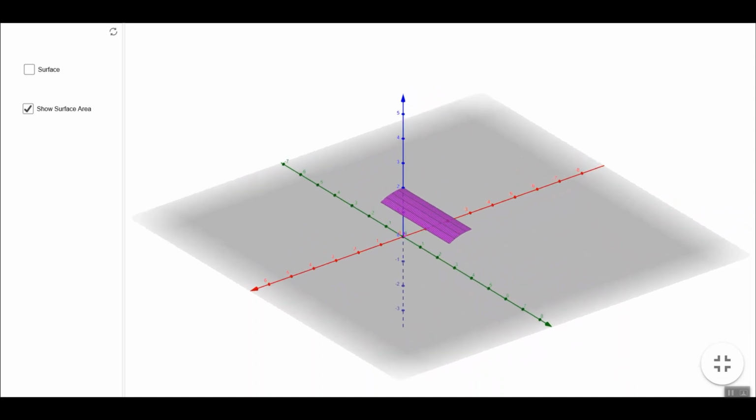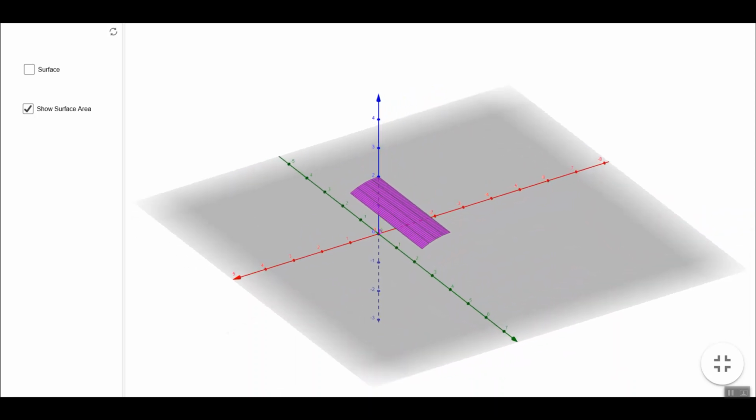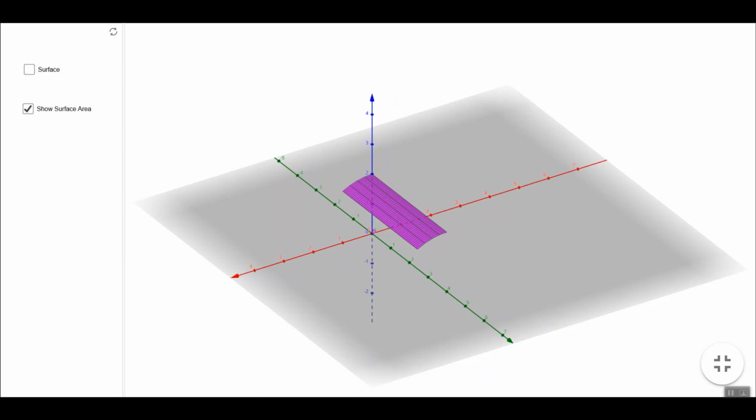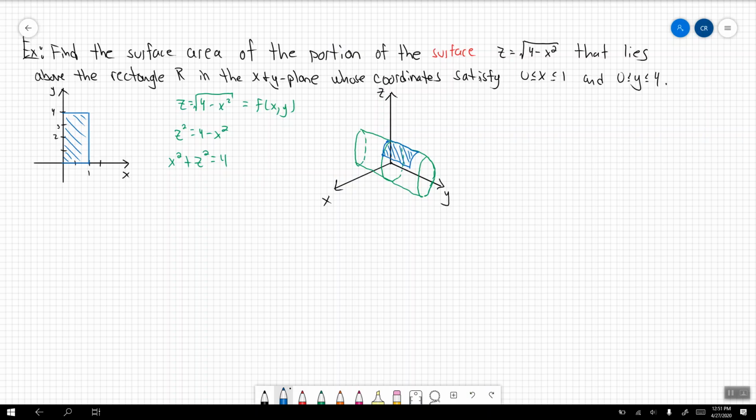All right, so let's go through and find that surface area right there. Let's go back to class. Here we are. So it's looking pretty good. We got some stuff ahead of us.